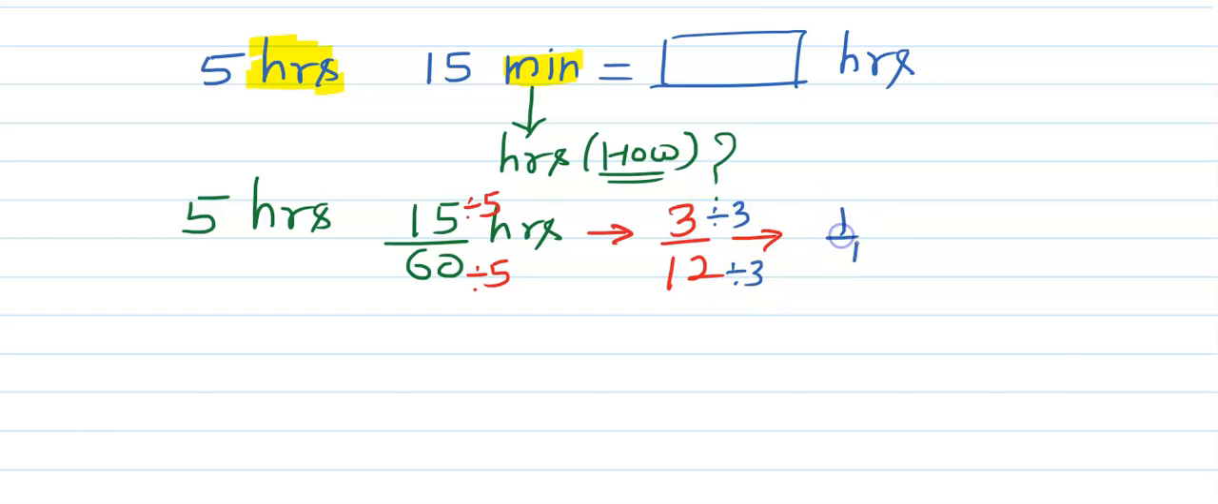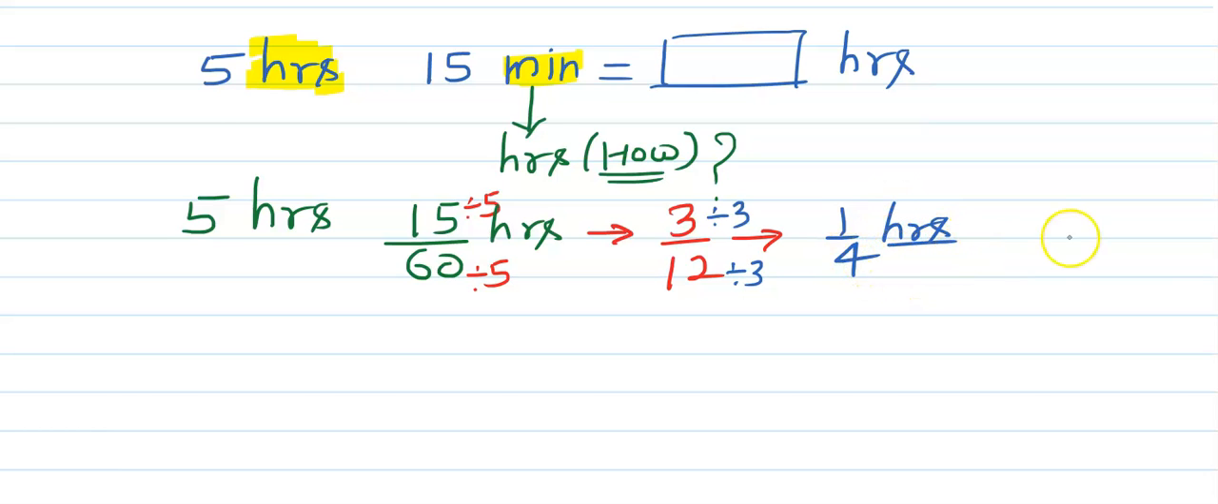So we got 1 over 4. Okay. So is that fine? Now if you want, you can go for the highest common factor straight away, 15, but I'm just simplifying it. So it is 1 over 4. Now 1 over 4 hours.